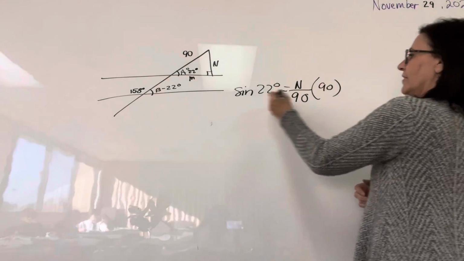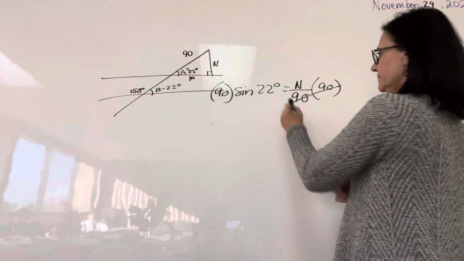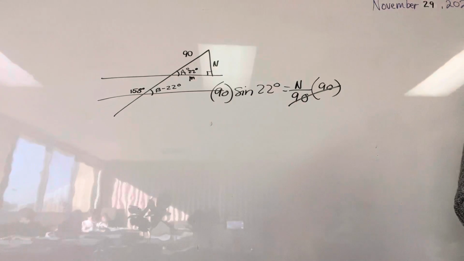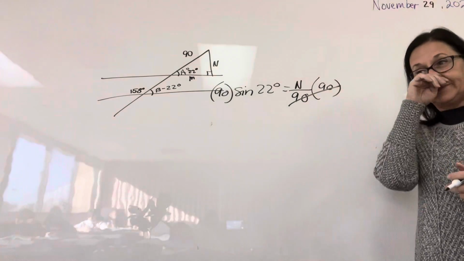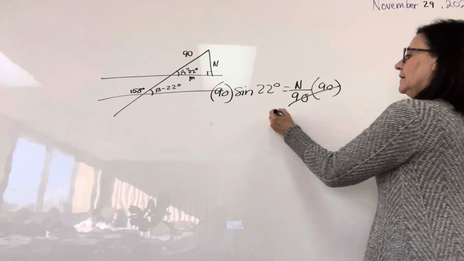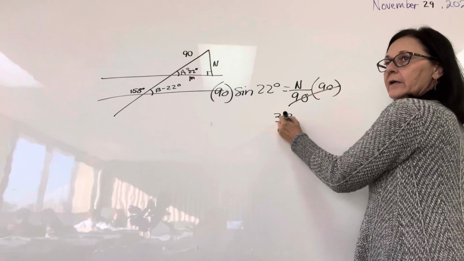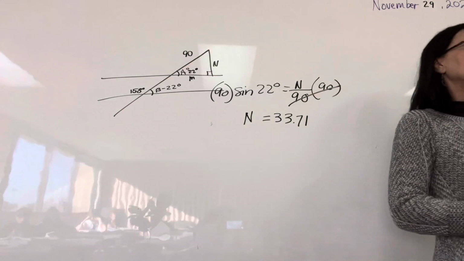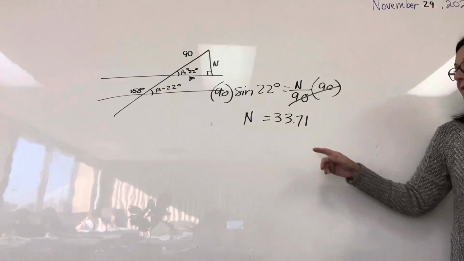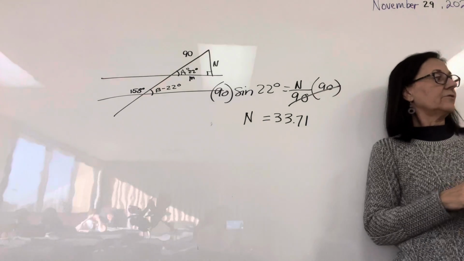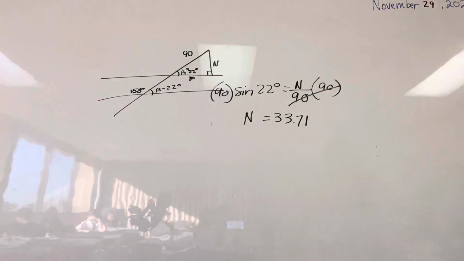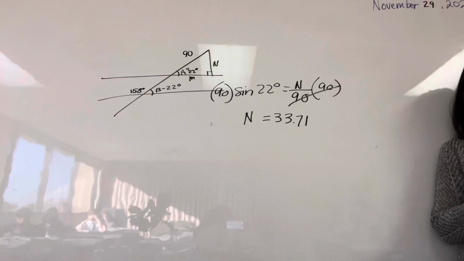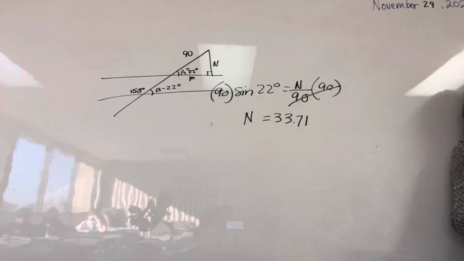Multiply by 90. Okay, so everybody needs to do this in their calculators. What's 90 times the sine of 22? 33.71. Say that one more time. 33.71. That's what I thought you said. But I couldn't tell if 33 or 32, actually. Let's make sure everyone can get 33.71. Everybody good? Okay.